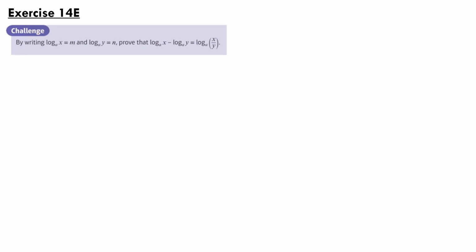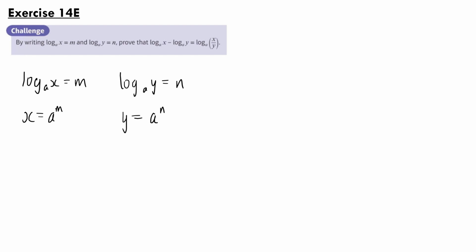Okay, our next question is from exercise 14e. By writing log base a of x equals m and log base a of y equals n, prove that log base a of x minus log base a of y is equal to log base a of x divided by y. So, if we think about using our log definitions here, if we have log base a of x is equal to m, that means that x is equal to a to the power of m. And doing the same for log base a of y being equal to n, we have that y is equal to a to the power of n.